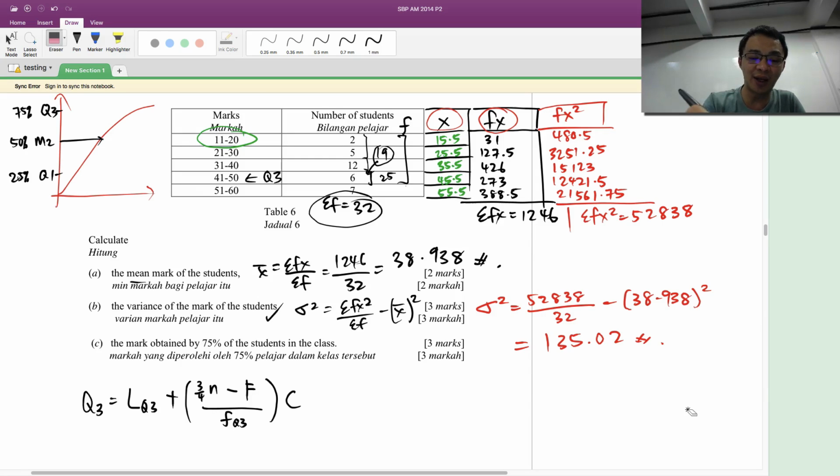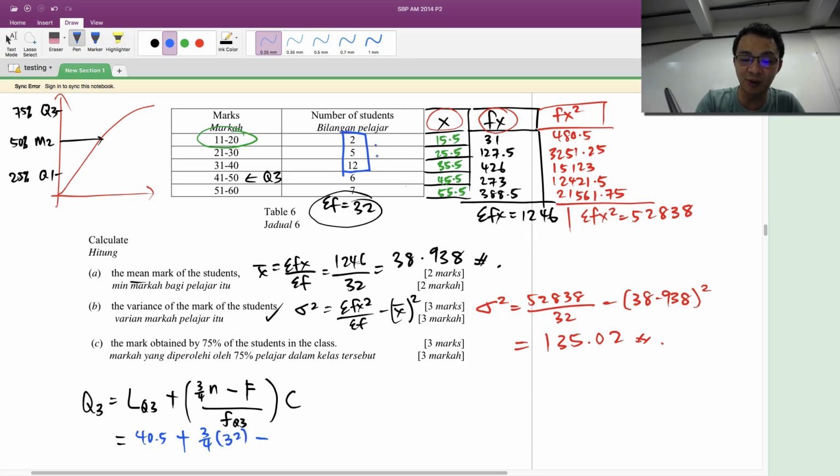So after you get this one, first thing is I want to write my lower boundary of this class, which is 40.5. In order to get the lower boundary, just 41 plus 40 divided by 2, or some students just remember minus 0.5. Plus 3 over 4, my n over here is 32. It's simple. Minus F. F is the cumulative frequency before this class. Now this is my class, right? So before this class is this one. So this is my capital F, so 2 plus 5 is 7, so it's 19. Divided by F Q3, the frequency of that class. So it's 6. So divided by 6.